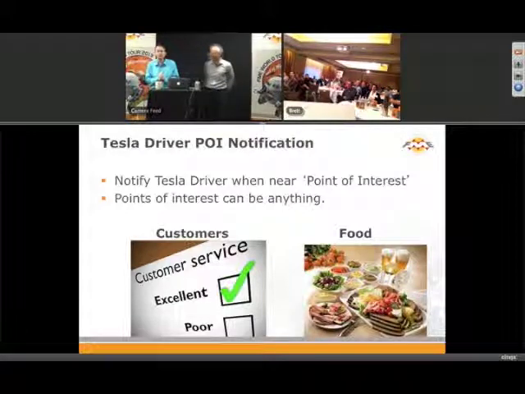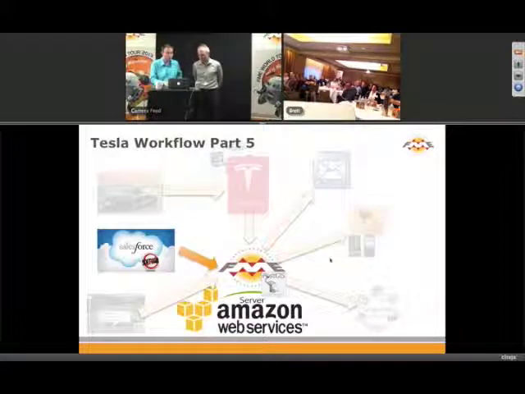That's right. And so the thing is, we can do other things like notify the driver when he or she is near something of interest. That's right. And so there's a couple things. If you're near a customer, that's interesting. Or maybe some food. Yeah. Or maybe you want to take the customer out for food. Doubly good. Yeah. So there we go. So how is this going to work? Well, turns out our customer database is in Salesforce, and so we can get that. We can read that maybe. Yeah.